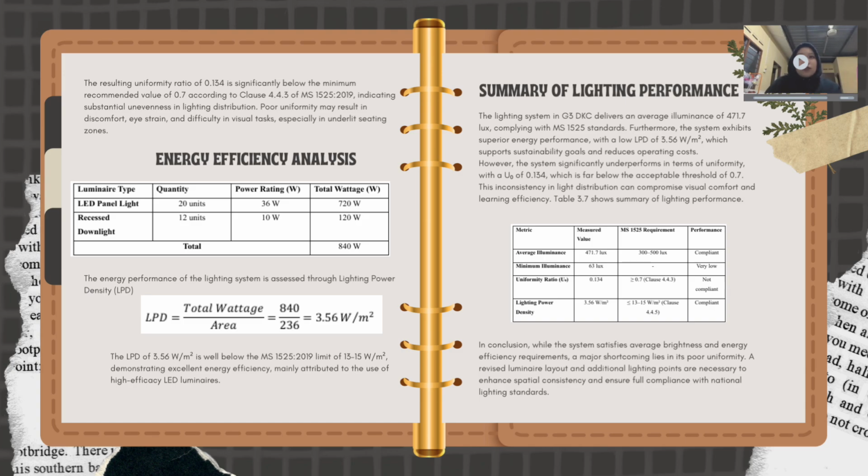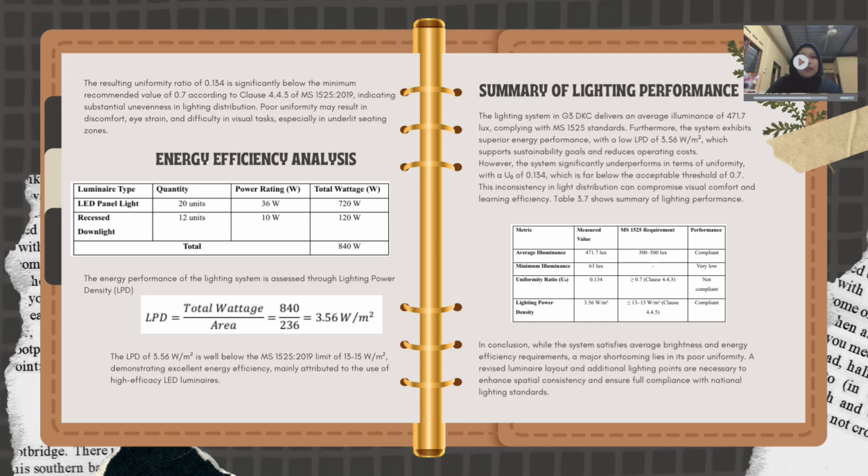For the energy efficiency analysis, we got the total wattage, which is 840 watts. The energy performance of the lighting system is assessed through the lighting power density, which is LPD. By using this formula, we got the LPD of 3.56 watts per meter square. So the LPD is well below the MS 1525:2019 limit of 13 to 15, demonstrating excellent energy efficiency, mainly attributed to the use of high efficiency LED luminaires.